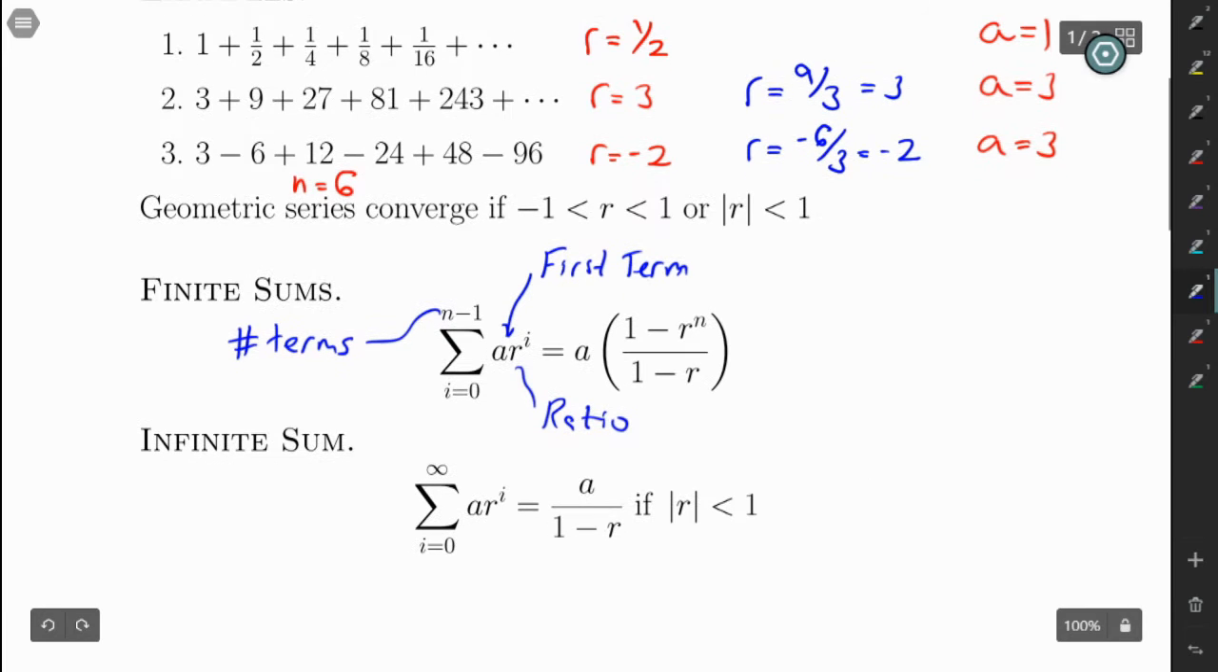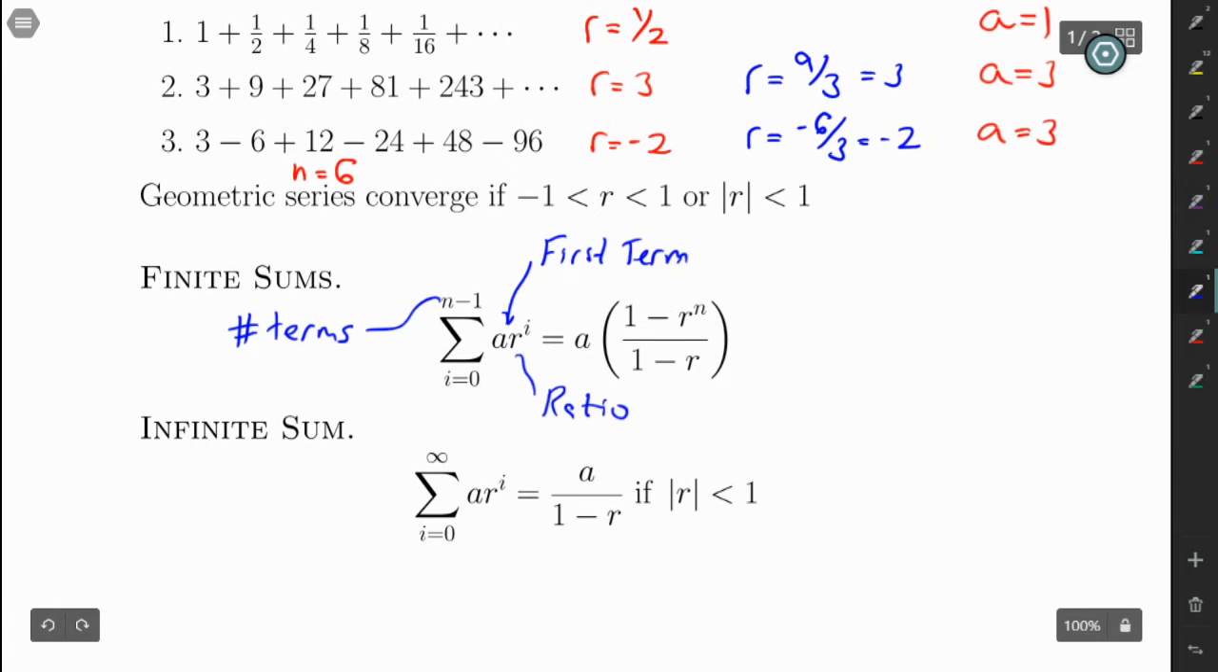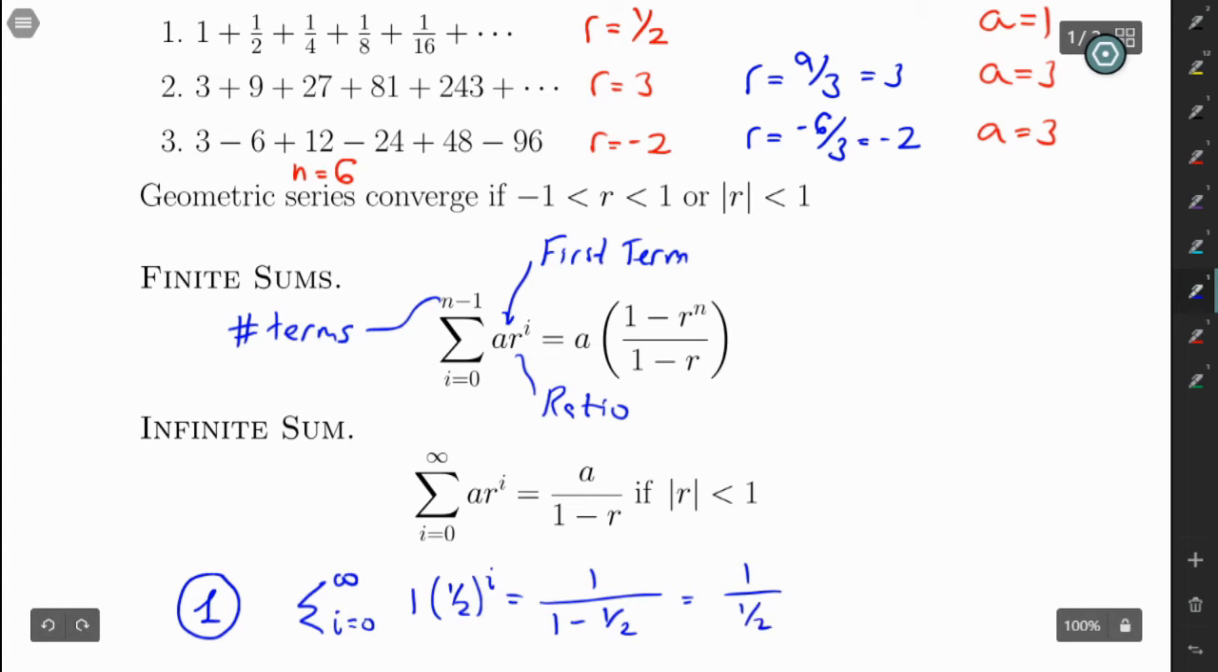So now let's compute the sums of the series that we have here. In the first example, we're going to use the infinite sum formula. So the sum from i = 0 up to infinity, where a was 1 and r is a half, so a half to the power of i. We just plug things into the formula. a is 1, and then we have 1 minus the ratio of a half in the denominator, which becomes 1 over 1/2, because 1 minus a half is 1/2. So the sum is 2.